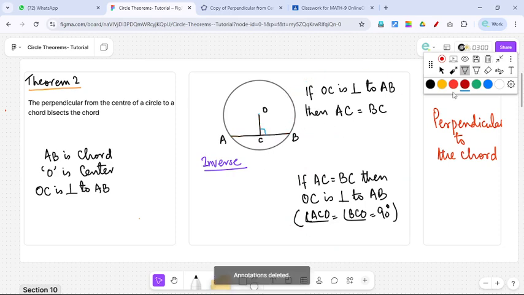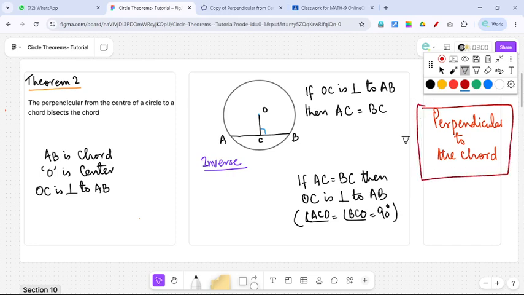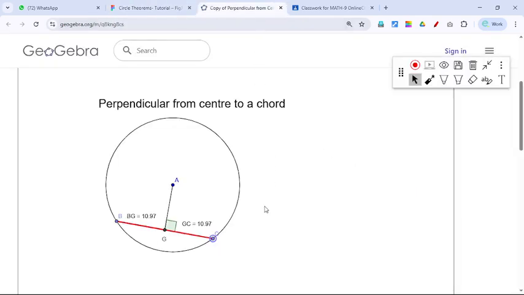And to remember this theorem in short form, we can say this pertains to perpendicular to the chord. So this theorem is related to perpendicular to the chord of a circle. Now let us see an interactive to understand.